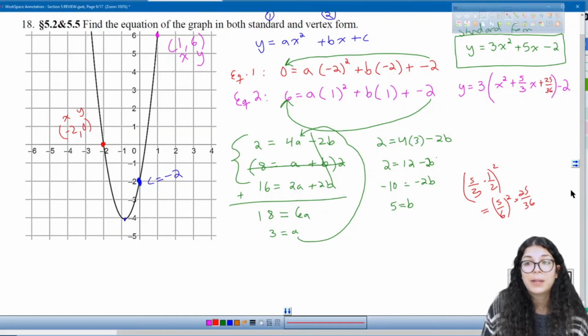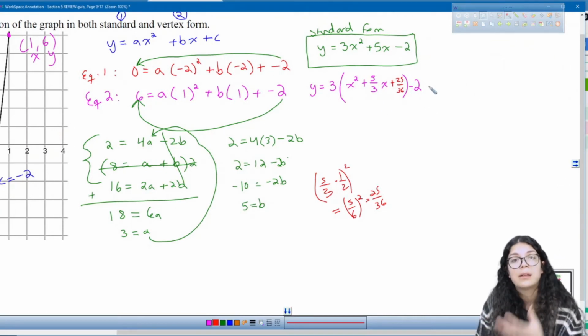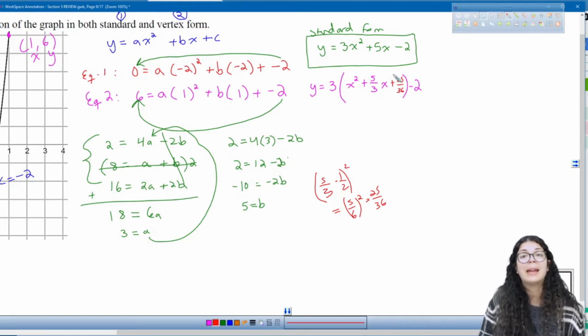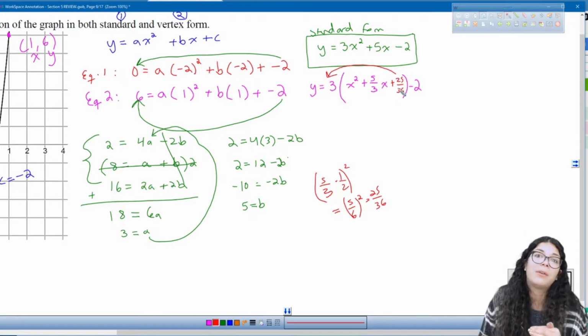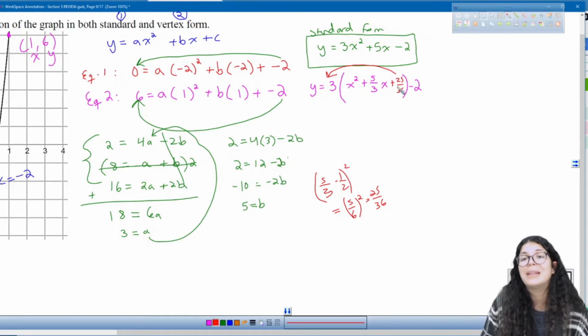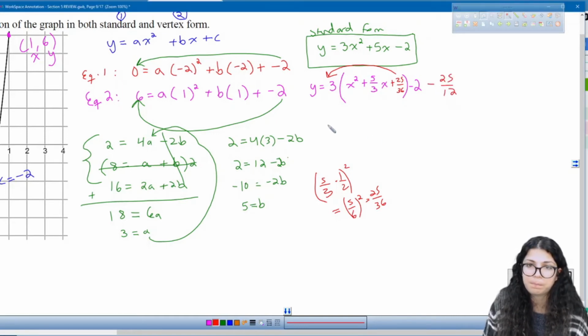Now when I add 25 over 36, I need to then balance and subtract on the back. But I didn't actually add 25 over 36 because I added that inside of the parentheses. And outside of the parentheses, I have a coefficient. So that's really 25 over 36 times 3. And 3 divided by 36, right, will be 1 over 12. So this is 25 over 12. So I really added 25 over 12. So I need to subtract 25 over 12 to the back.